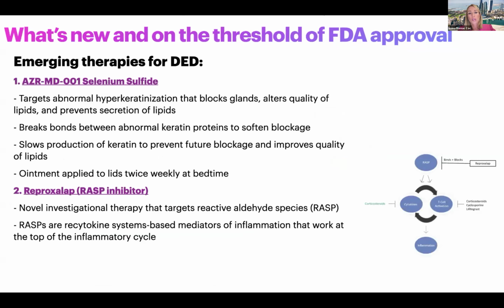There are some emerging therapies for dry eyes as well. We have selenium sulfide, which targets abnormal hyperkeratinization. It's used as an ointment, and it's applied twice weekly at bedtime. Then we have reproxalap, which is a new investigational therapy. It targets reactive aldehyde species, which are at the top of the inflammatory cycle. So this is another anti-inflammatory medication.